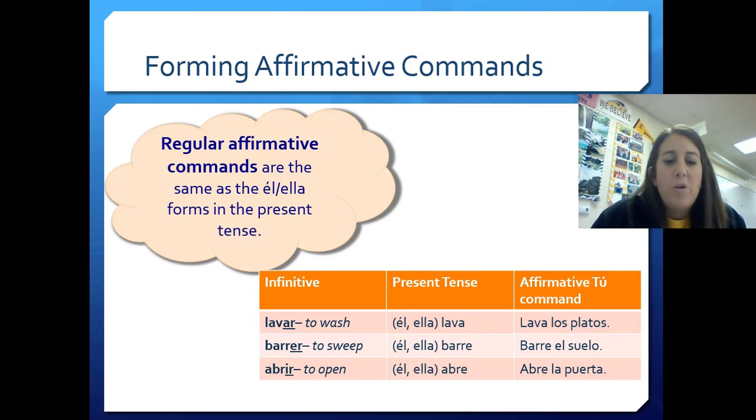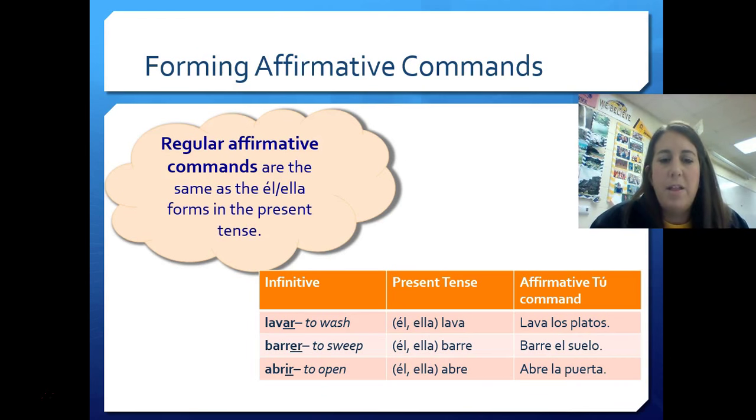We've got our verb lavar, which means to wash. We know that our él, ella conjugation is lava. So our affirmative command would be lava los platos. If I was talking to Paca, I would say, Paca, lava los platos, wash the dishes. Barrer, we know, means to sweep. Él barre is our conjugation, so our command would just be barre el suelo. And finally, abrir means to open. So abre la puerta means open the door. Very basic, very simple.